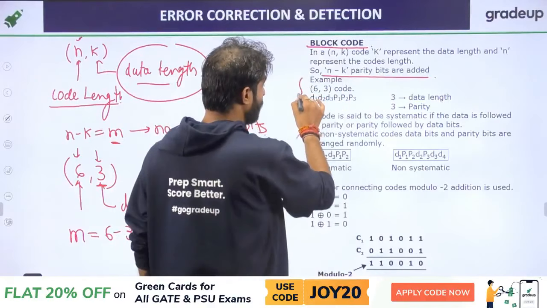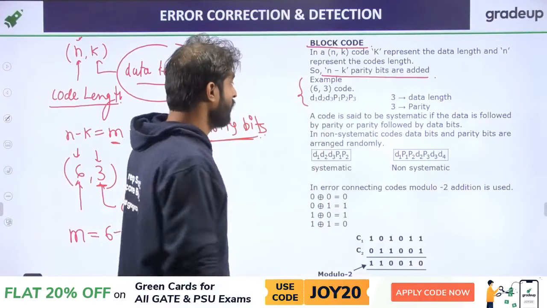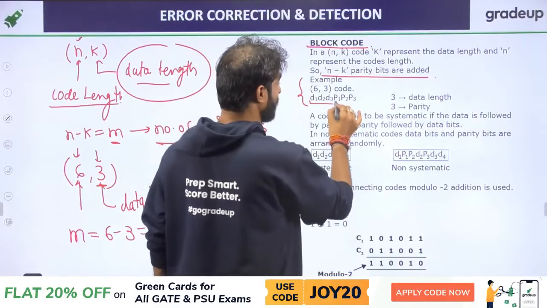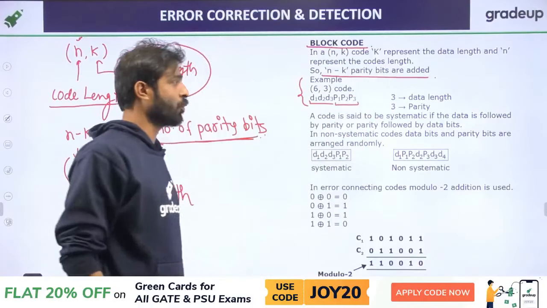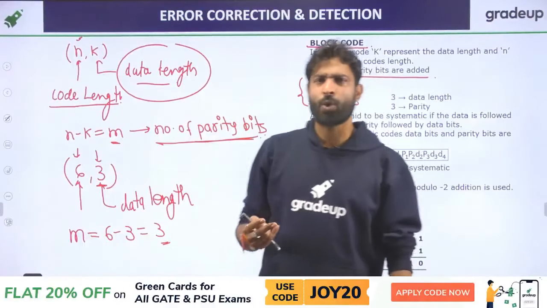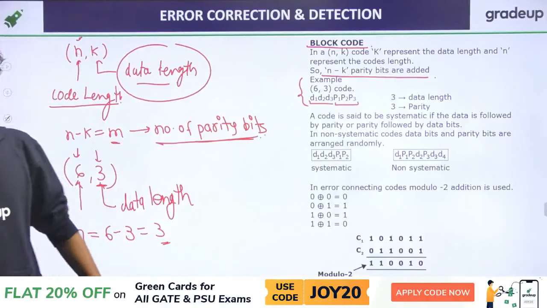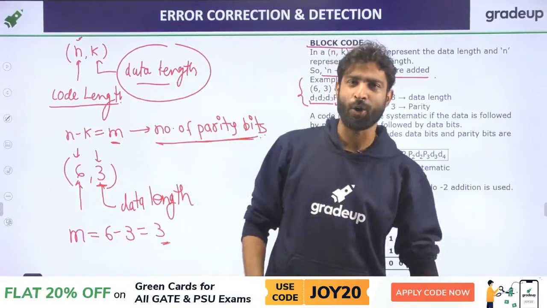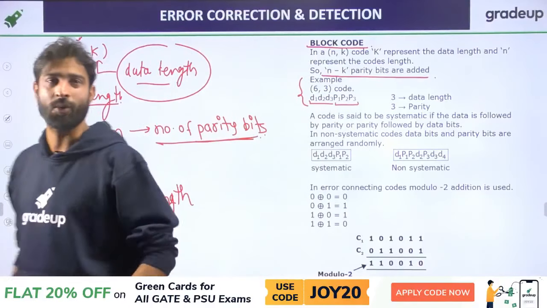Take the example, I have taken the example of 6,3 bit. So in the 6,3 bit, there will be 3 bits of data, and 3 bits I am writing as parity, that is P1, P2 and P3, right? Now, there will be 2 types. We can split the code into 2 types, right? One is called the systematic code. Another one is called the non-systematic code.